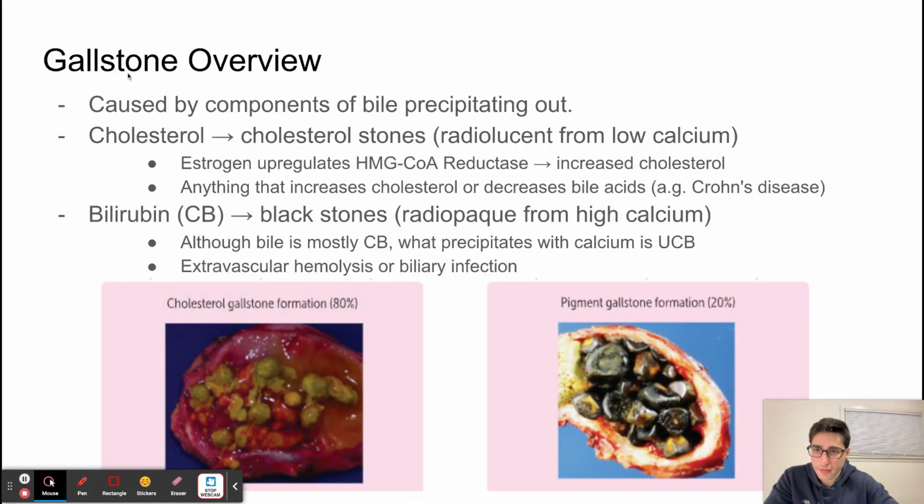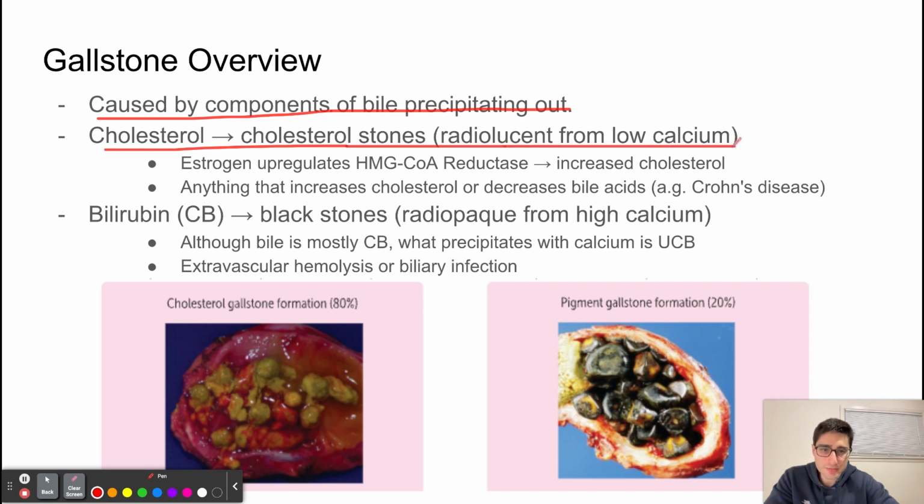Now, here's an overview of gallstone formation. So this is basically going to be caused by components of bile precipitating out, so either bilirubin or cholesterol precipitating out. So cholesterol stones are going to be radiolucent because they're going to have low calcium, whereas bilirubin stones are going to be radiopaque because they're going to draw calcium with it when they precipitate out of the solution. And bilirubin stones are going to be black stones, as you can see from this picture, and cholesterol stones are going to be these yellow stones.